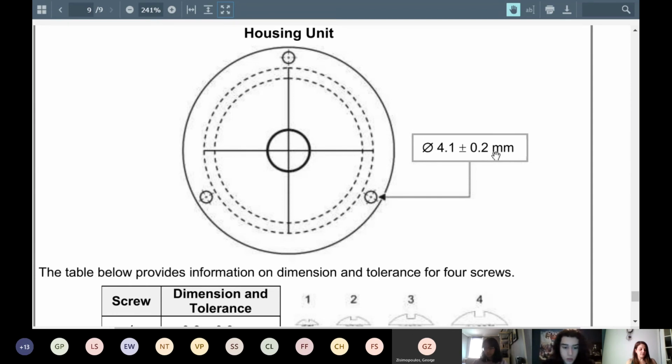Yes. Valentine said 3.9 to 4.3. Yes. You guys write this down because it's going to get confusing. Please write it down.